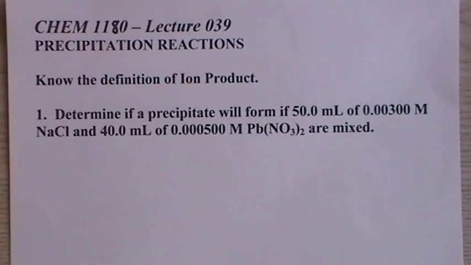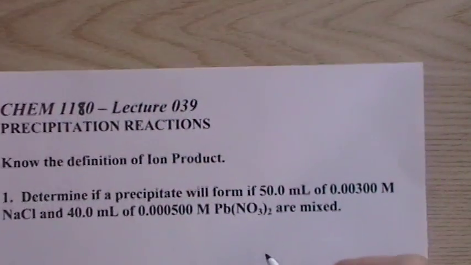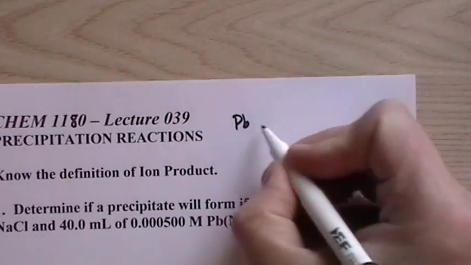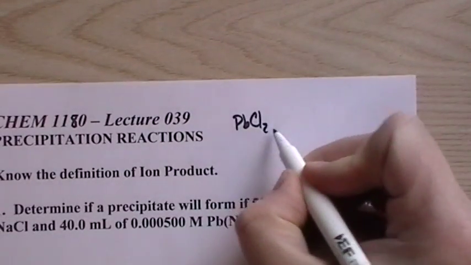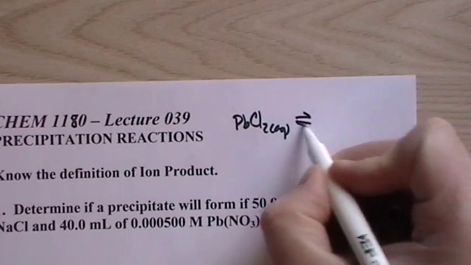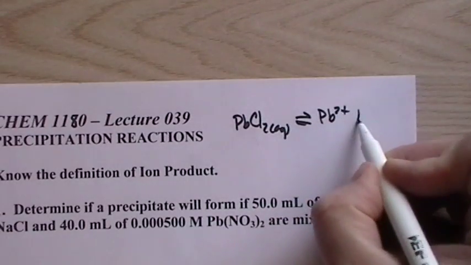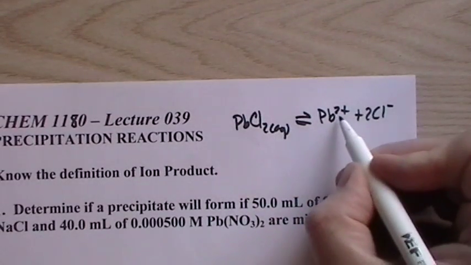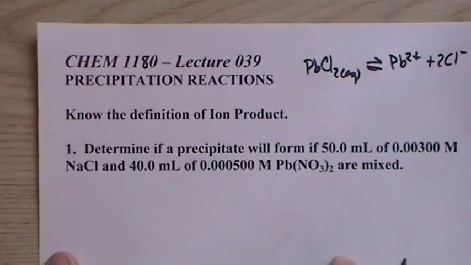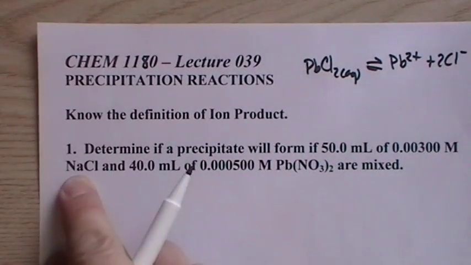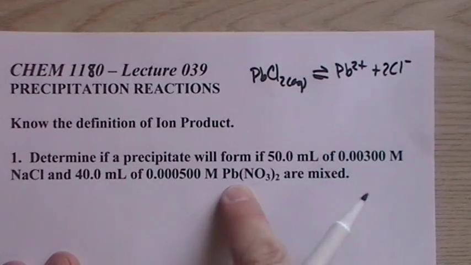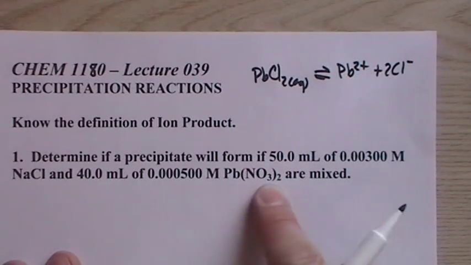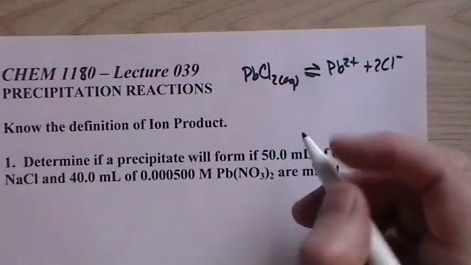Okay, now we have to determine if there's going to be a precipitate for this reaction. I'm going to write up here, so it's lead chloride that we're going to be making by putting lead ion and chloride ion into solution together. We're going to mix them together. They start out apart. The chloride is in the sodium chloride, which is soluble, and the lead is in the lead nitrate solution, so that's soluble, and then we mix them together.